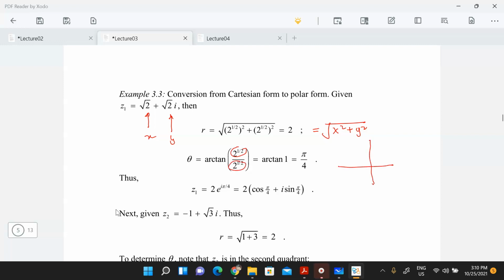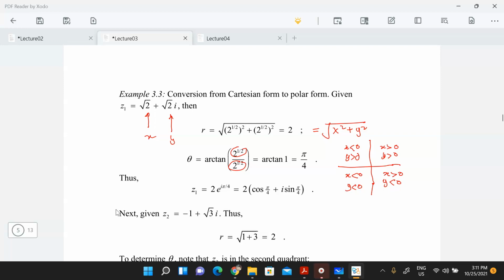You remember, we can break up the plane into four parts. There is the case of x positive, y positive here, then here x negative, y positive, and here x positive, y negative, and here x negative, y negative. And you have to make sure that whatever angle you choose corresponds to the right quadrant.